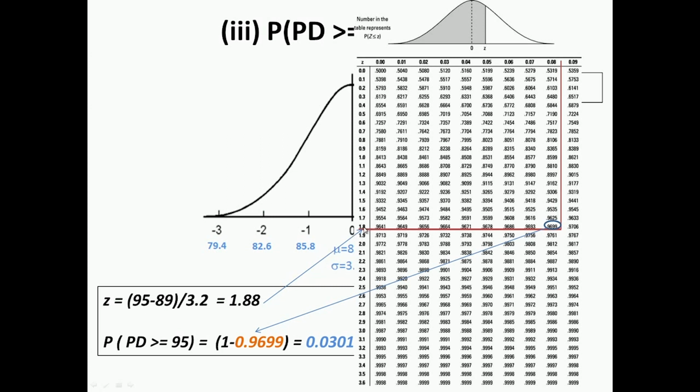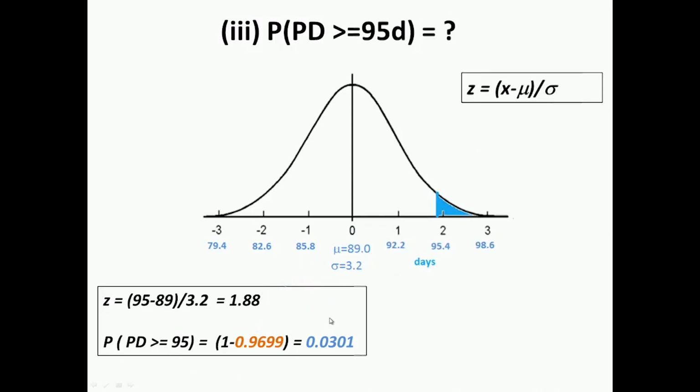So here we have the table, 1.88, and I get the value 0.9699, which, now you can see, 0.9699 represents this whole area. So the area I want is the area beyond that, which will be 1 minus 0.9699. So the probability of project duration being greater than or equal to 95 is 0.0301.